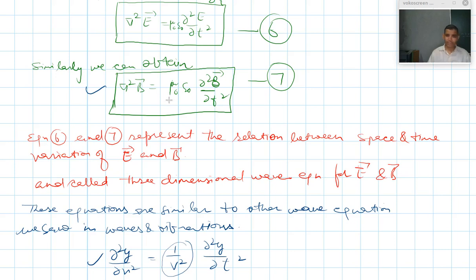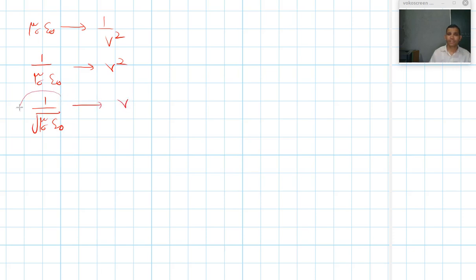right? So if I compare this, that means mu naught epsilon naught is sitting in place of 1 over v square. So if I take the reciprocal, mu naught epsilon naught is sitting in place of v square, and if I take square roots, then this is like a velocity. So this is basically the velocity, right?